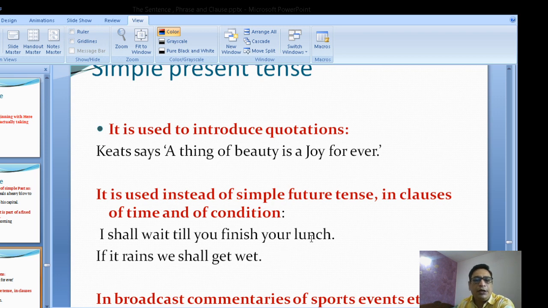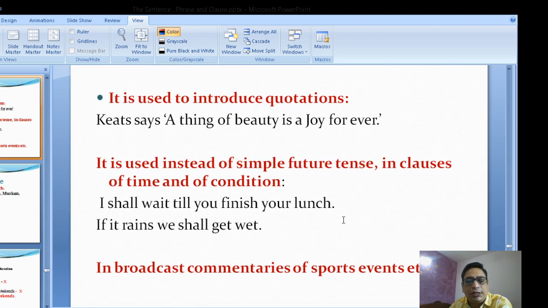The next one was, it is used instead of simple future tense in clauses of time and condition. If it rains, we shall get wet. So if it rains, it's a condition that's going to happen in the future, then we shall get wet. It's a substitute of a simple future tense. And in broadcast commentaries that you watch on television or radio, as soon as the event is completed, the narration happens just after that. So MS Dhoni steps out and hits the ball for a 6. This itself is a narration or a commentary.